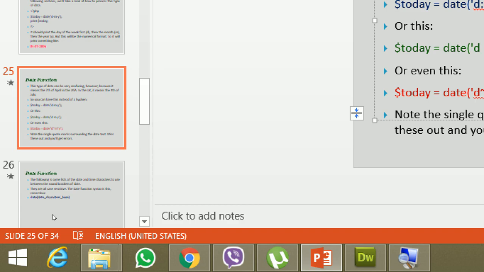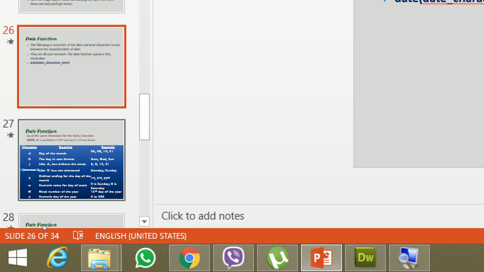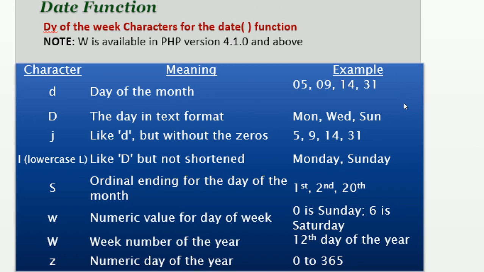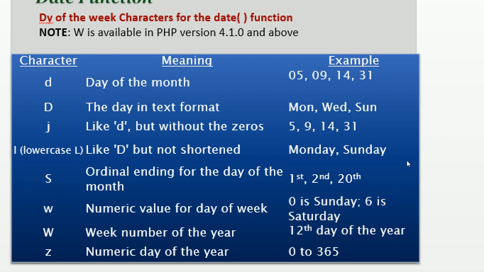Now let's come to the date function. So date characters should be written here. The following is a list of the date and time characters to use between the round brackets of date. They are all case sensitive, and you need to remember the syntax in the future. Look at here. Day of the week characters for the date function in PHP 4.10 and all the rest of the versions. Clear? If you use a small d, it will show you the day of the month. If you use a capital D, it will show you the day in text format: Monday, Tuesday, Wednesday. What is the day today?